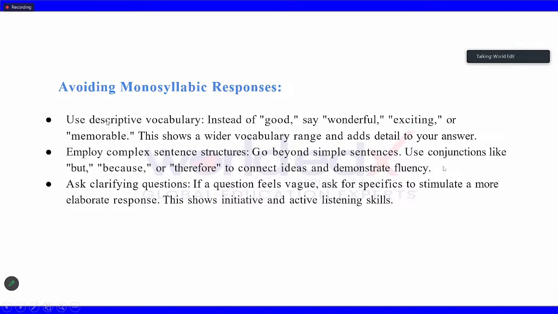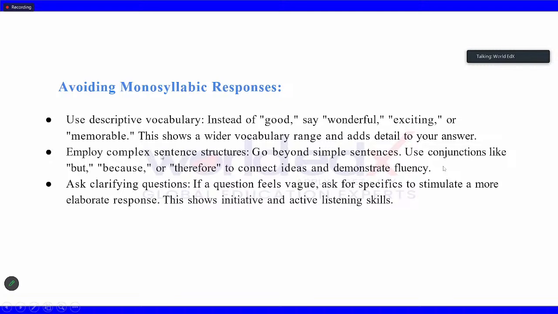Use descriptive vocabulary. Instead of good, say wonderful or exciting or memorable. You can use synonyms. This shows a wider vocabulary range and adds detail to your answer. Do not use a single word again and again. Try using its synonyms, try using different words, try using idioms, phrases, whatever comes into your mind during the course of the exam, try using those words.